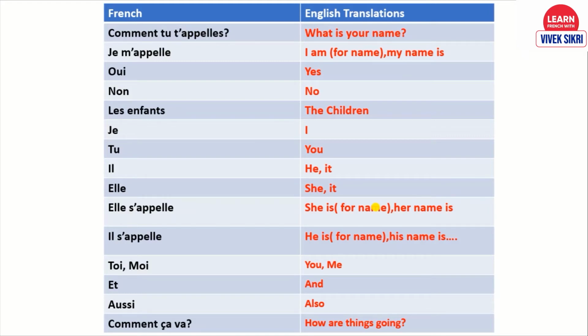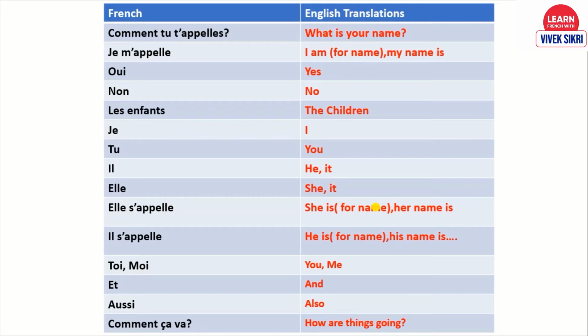Je means I. Tu means you. Il means he and it. Elle means she and it. Je, tu, il and elle, these are the subject pronouns. Je is our first person singular. Tu, second person singular. Il, third person singular, used for masculine. Elle, third person singular, used for feminine.